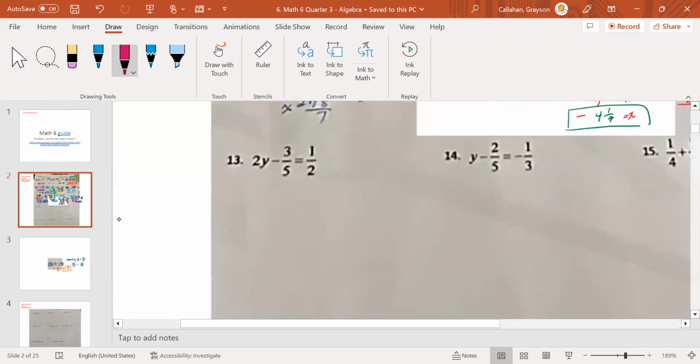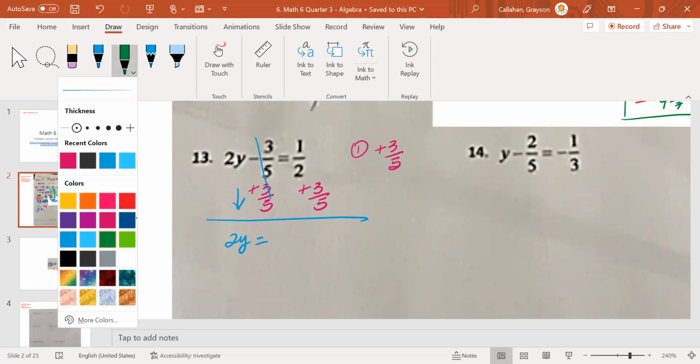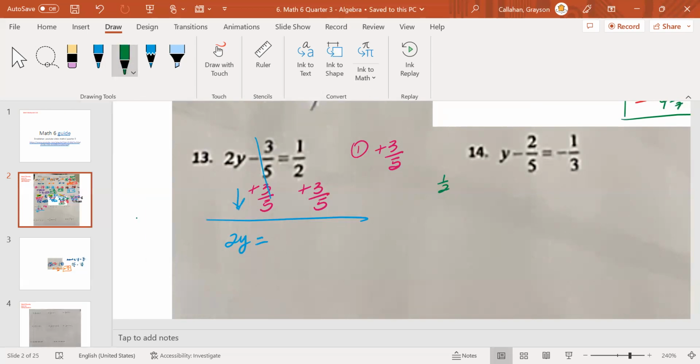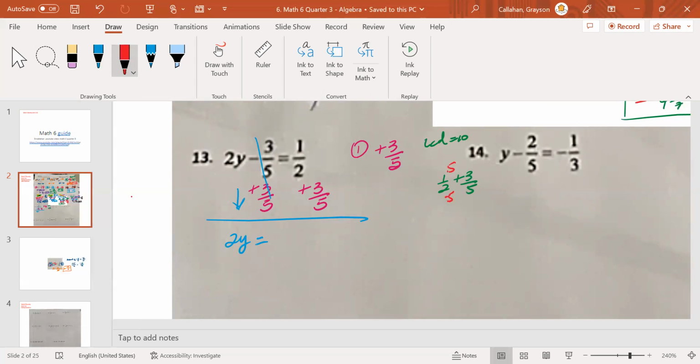For number 13, first thing you want to do, I'm going to write down the steps. You want to add 3 over 5 on both sides. When you add 3 over 5 on both sides, that part cancels. You bring down the 2y. On the side, you want to show your work. 1/2 plus 3 over 5. Lowest common denominator is 10. So you want to multiply this by 5, which is a 5 over 10. This by 2, which is a 6 over 10. And that's 11 over 10.